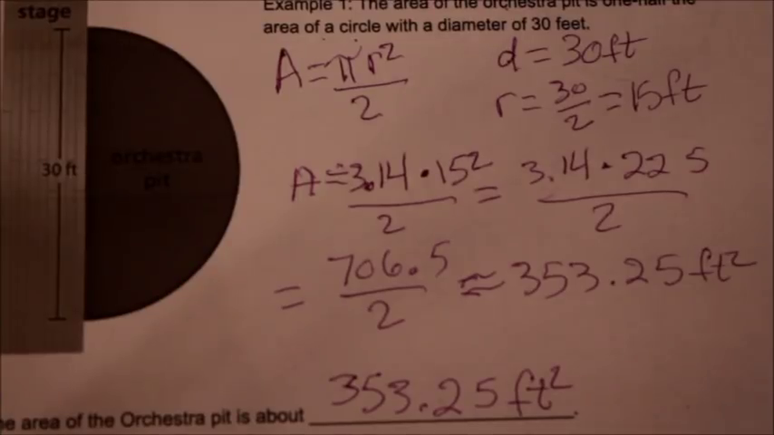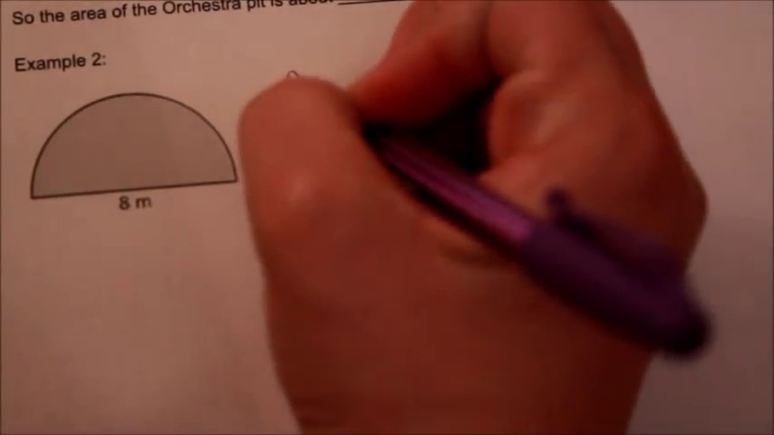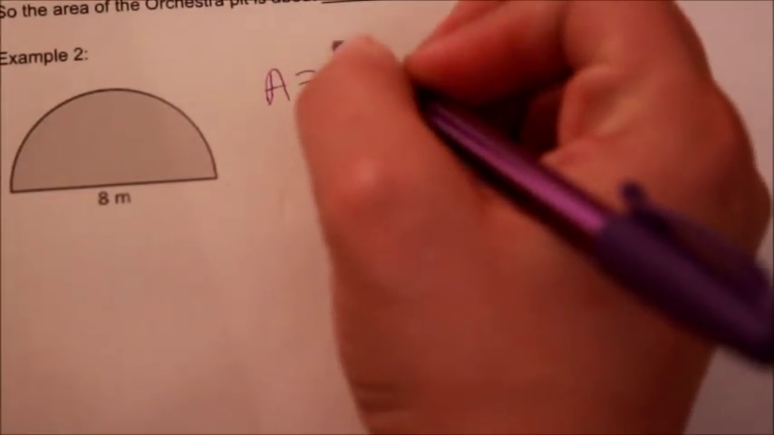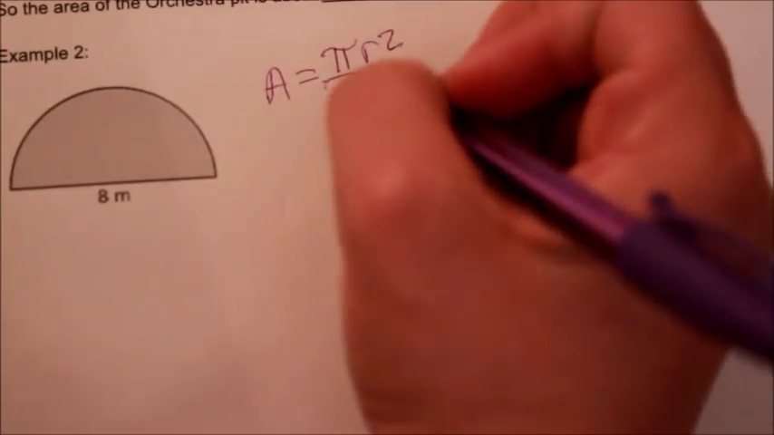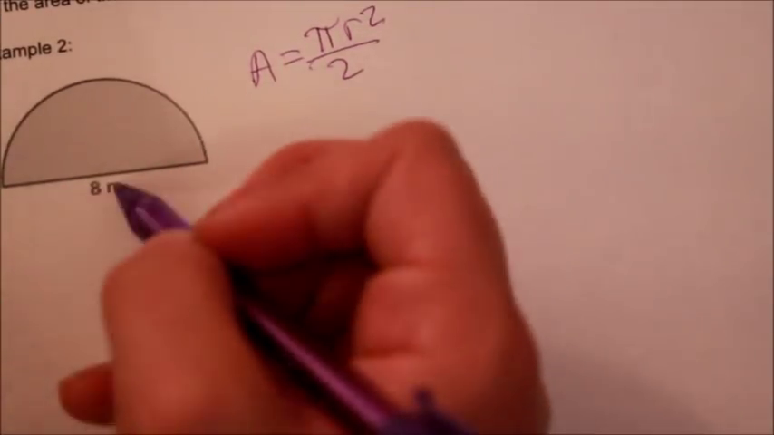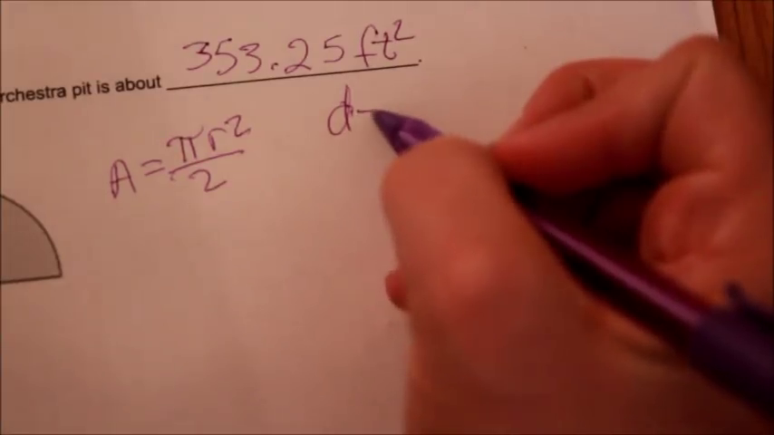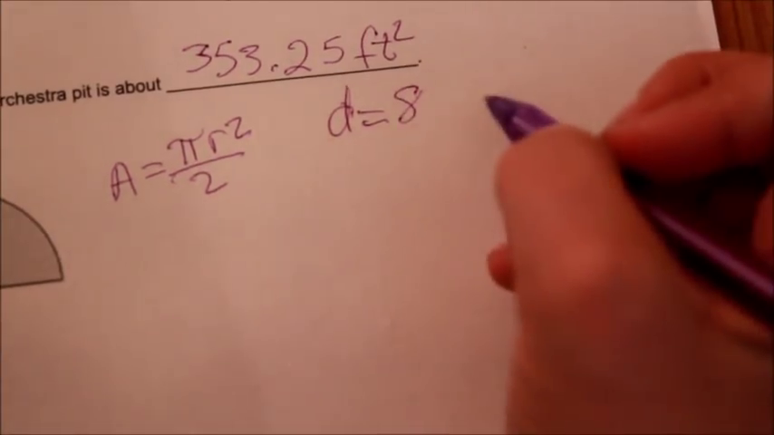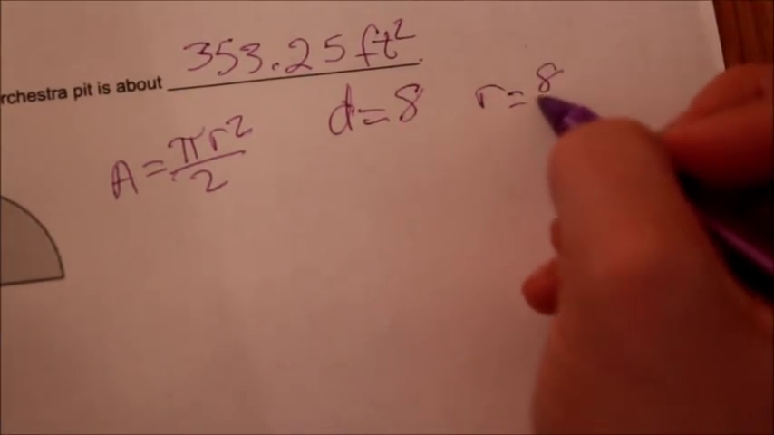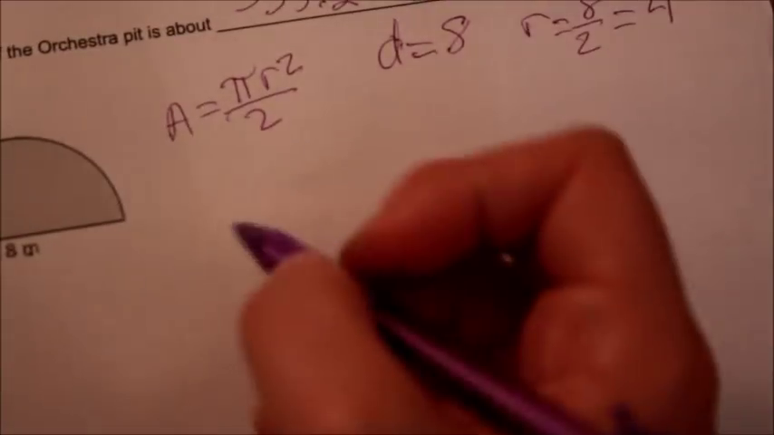When you are ready, please continue the video and move on to example 2. Example 2, once again we use A equals pi times radius squared divided by 2. We have the distance all the way across here, which is 8. So the distance all the way across, the diameter, is 8. We want the radius. It's going to be 8 divided by 2. It's going to be 4.